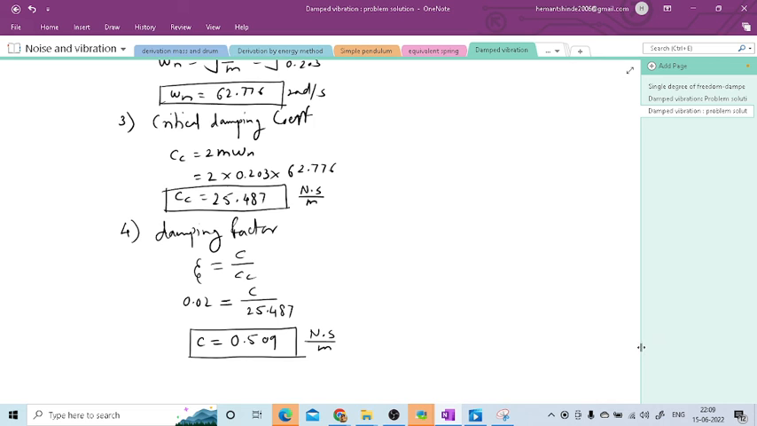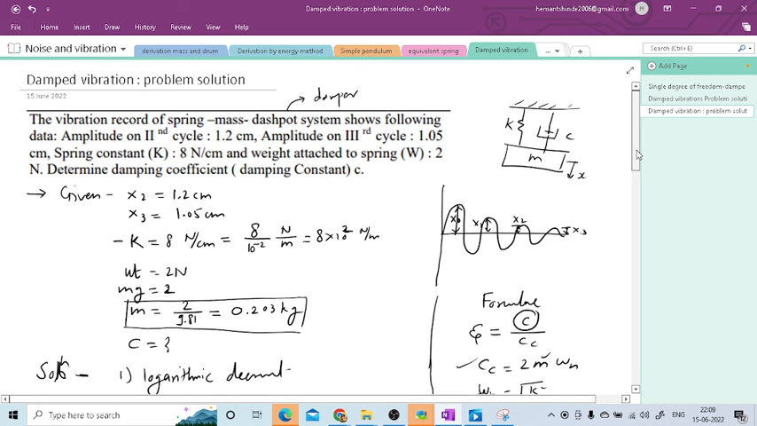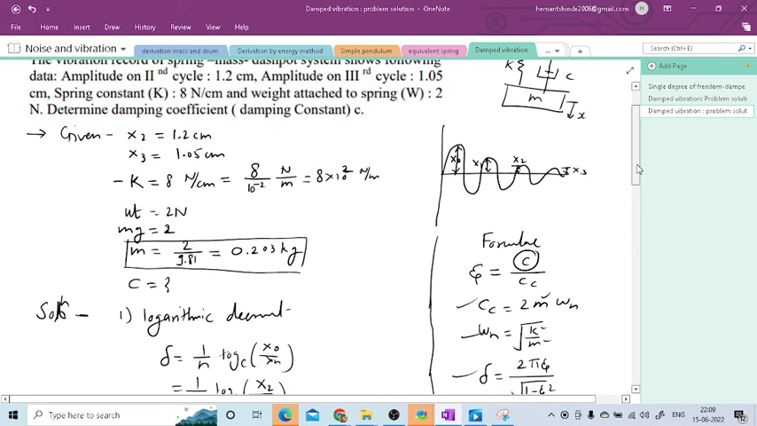So I will quickly revise the problem. In the problem they have given the amplitude for cycle 2 and 3. Along with that they have given the value of K and the value of M. But they have given the value of K in centimeter, so I have converted into meter. They have given the value of mass in terms of weight, so I have converted into kg.